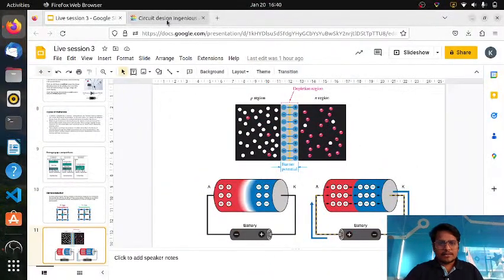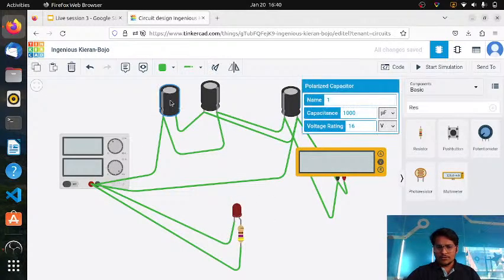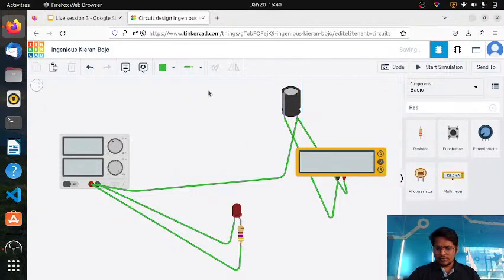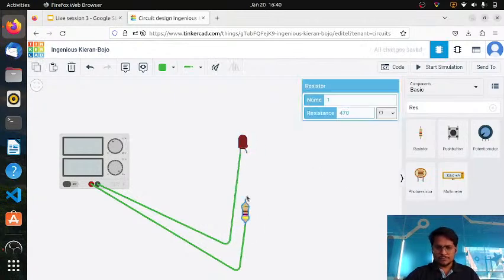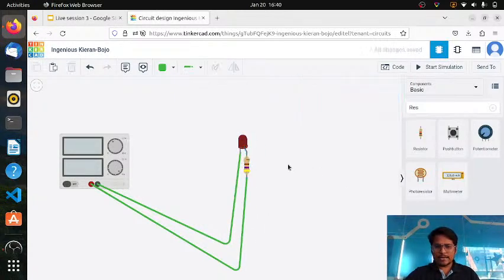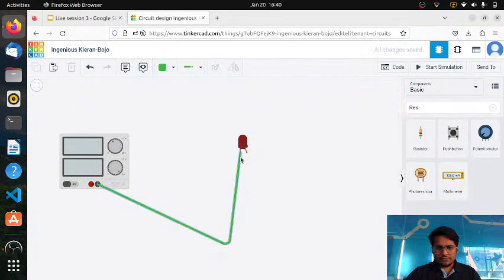Let me take a diode, then I'll show you. An LED is also a diode, so let me show you with the LED. We have seen that in order to glow an LED, we always have to connect positive to positive and negative to negative. If you do it in reverse, the LED will go into reverse bias and it will not glow.